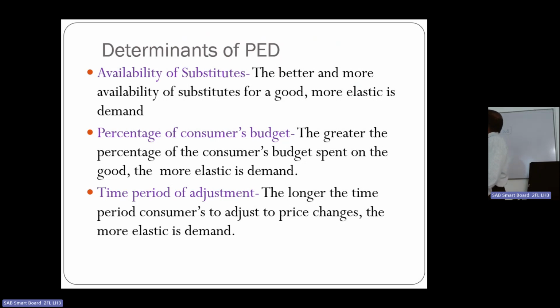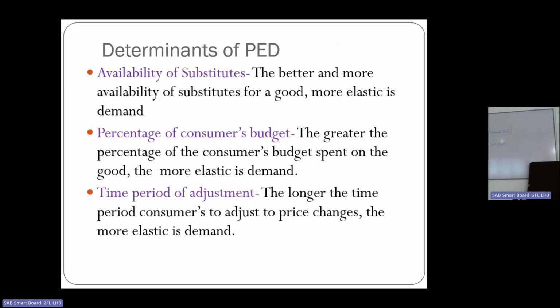Then we will look at the determinants. What are the determinants of price elasticity of demand? What factors determine it? We identify the price elasticity coefficient from 0 to infinity. So why is there elastic demand, and why is there inelastic demand? What factors determine elasticity, the sensitivity between the price and the quantity?